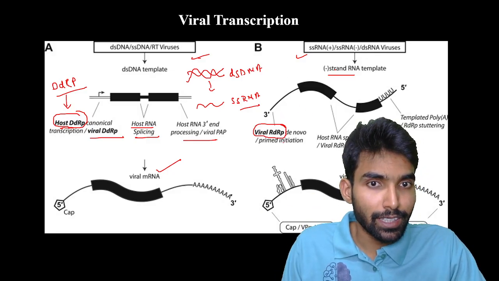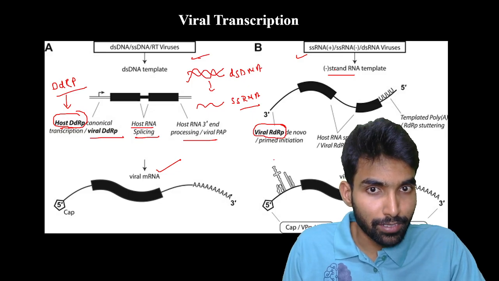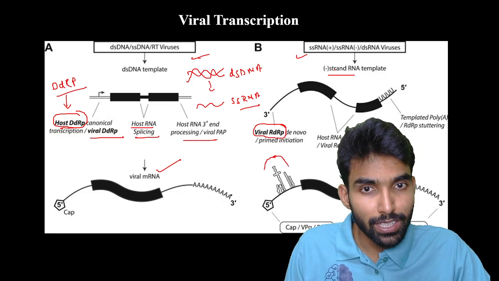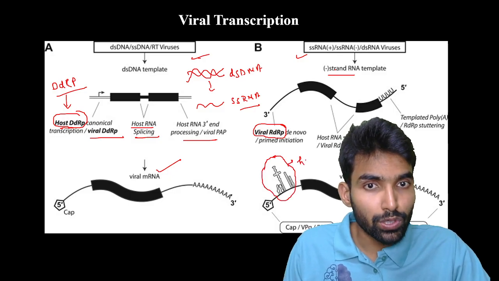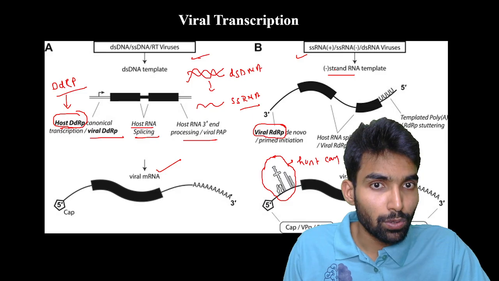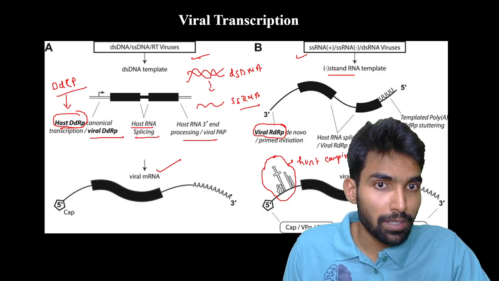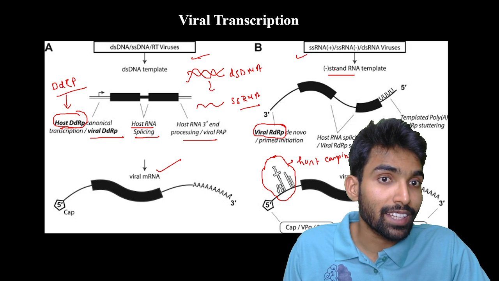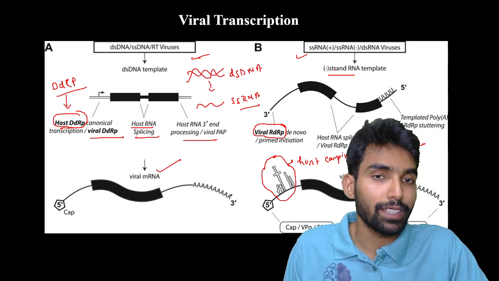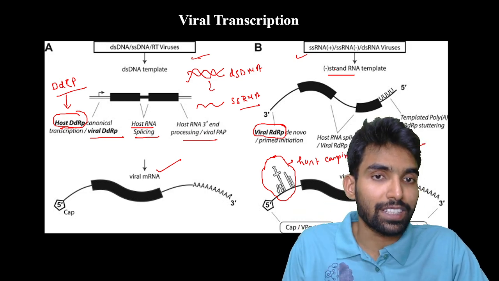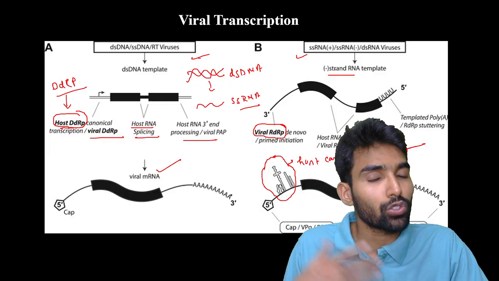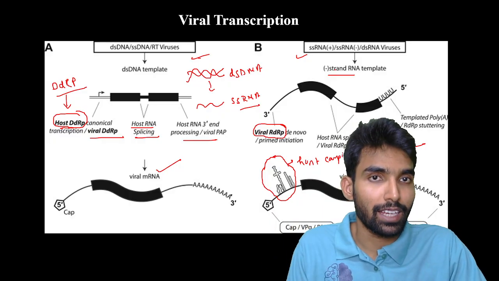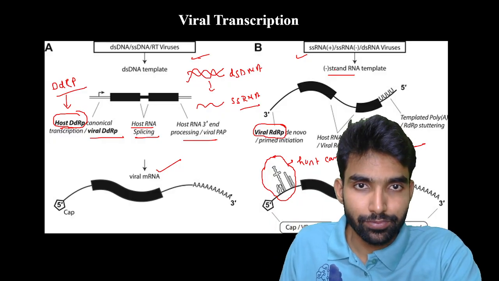And yeah, you can see here the virus is making some kind of cap structure as well. In the case of influenza, they use the host capping machinery, and also it snatches the cap from the host mRNA. That's why it's called cap snatching. But in other cases, the virus can also carry its own capping machinery, right?